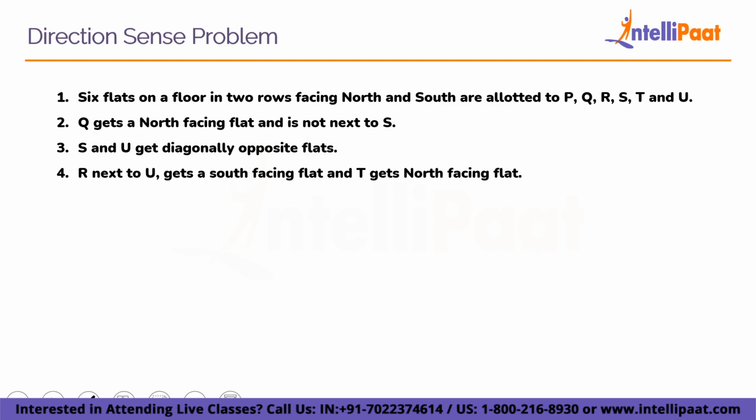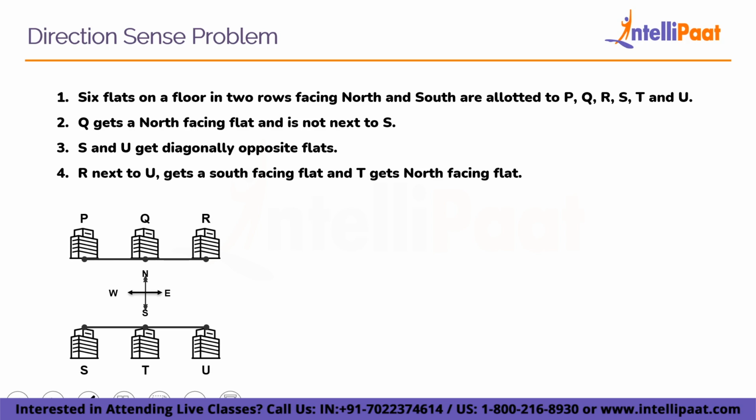So these are the 4 pieces of information according to which we have to find the final positioning of our flats. The first information, I have already covered while making a rough figure here. It says that there are 6 flats on a floor in 2 rows. So I have made the flats in 2 rows facing north and south. One is facing southwards, another is facing northward. I have made this rough diagram according to that only.